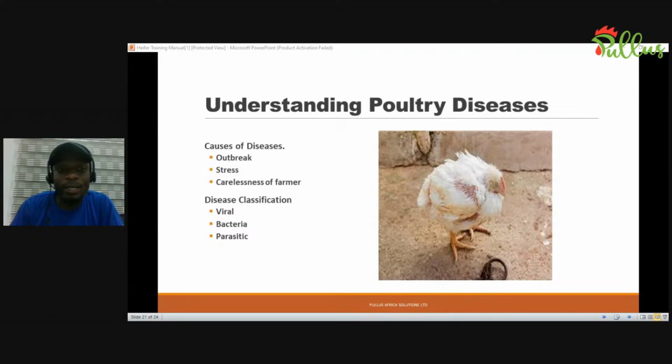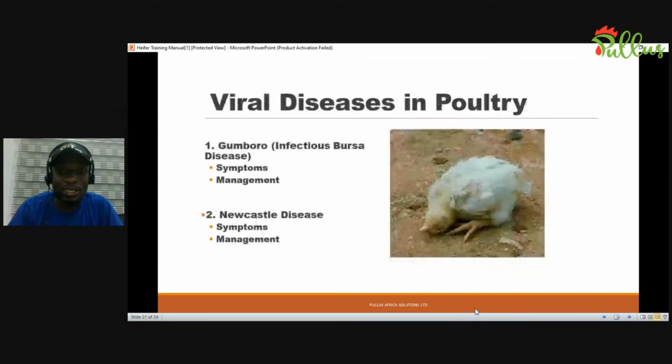So next, disease classification. Most of the common diseases that affect poultry, that affect chickens, are classified into three. We have the viral diseases, we have the bacterial diseases, and we also have the parasitic diseases. And we're going to be picking the ones that are common under this subsection.